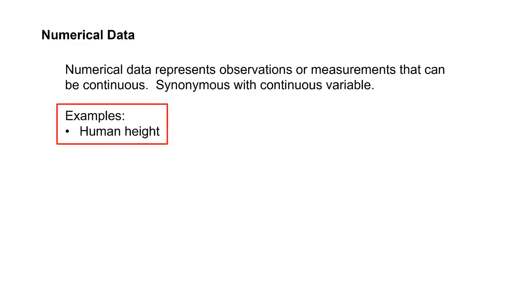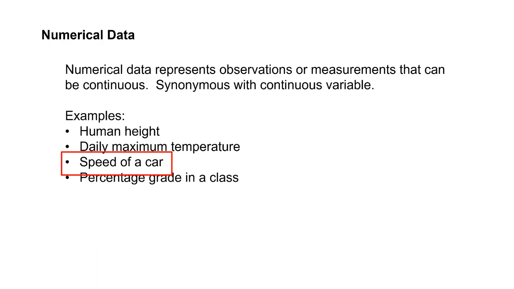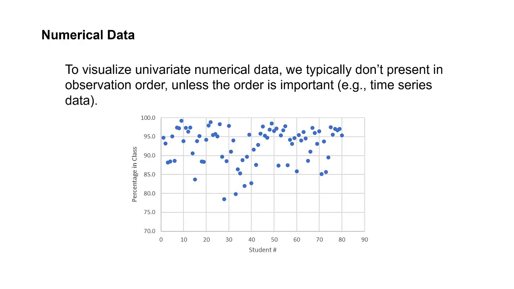Examples would be human height. Human height can vary on a continuum. The daily maximum temperature is a continuous or numerical variable. The speed of a car can take on a bunch of different values, right, on a continuum. The percentage grade in a class: while the letter grade is a categorical variable, the percentage is continuous or numerical in nature.